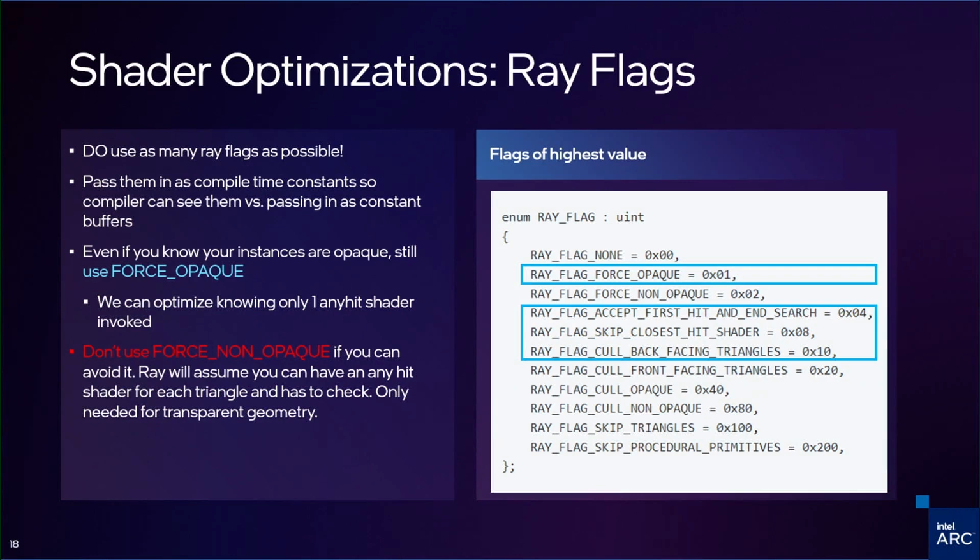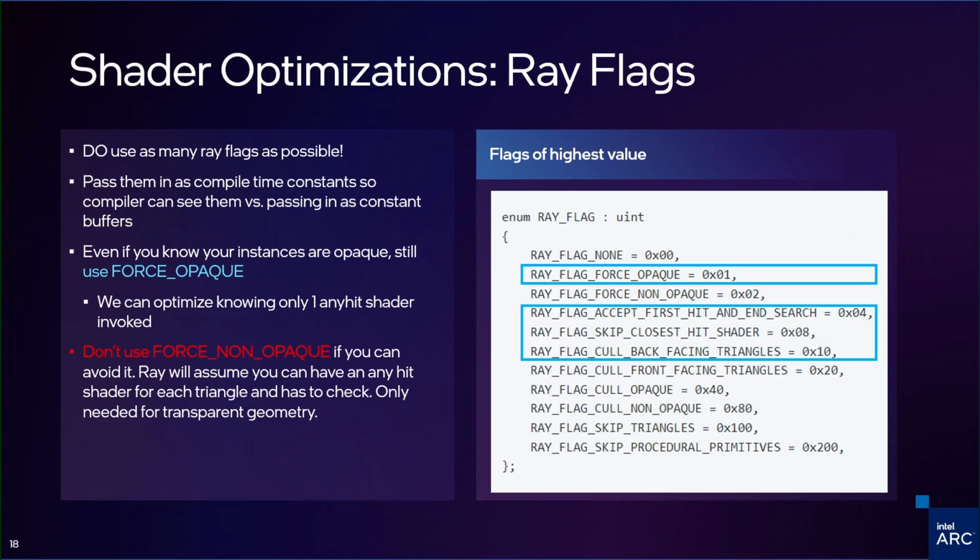And I want to touch on some of these ray flags. One of the things we were mentioning to folks in the optimization guide is to use as many ray flags as possible. This is also part of the optimization hints from the Microsoft spec. I said, hey, that's nice, but there's a lot of flags here. Can we help give better guidance? And I got some great feedback from our internal teams. They were saying, one thing is obviously passing these in as compile time constants so the compiler can see them. That's good.